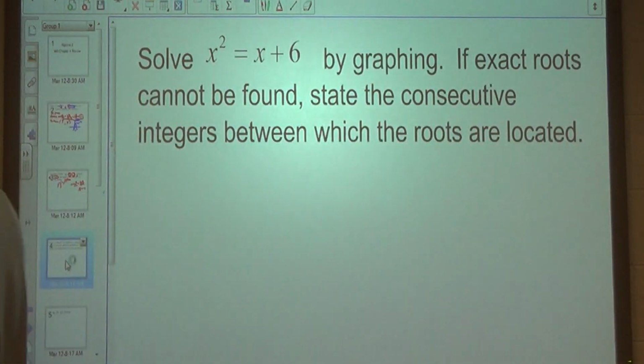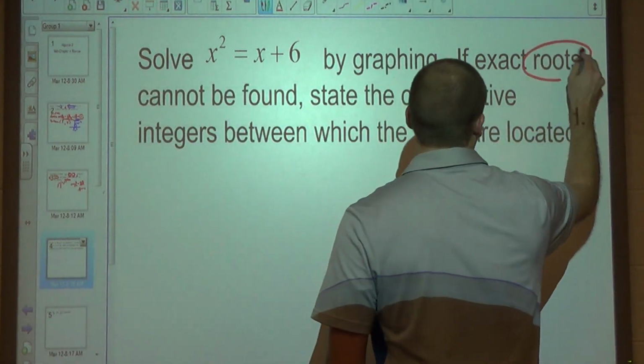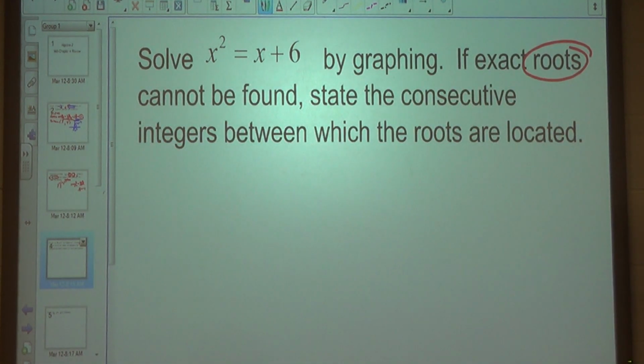All right. Next question. Solve that equation by graphing. And then it says, if exact roots cannot be found, state the consecutive integers between which the roots are located. What keywords up here? Roots. What's a root? Another name for that?